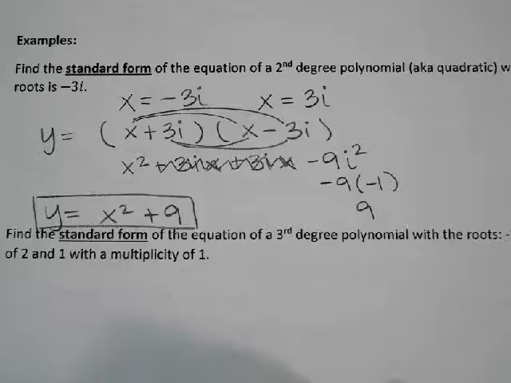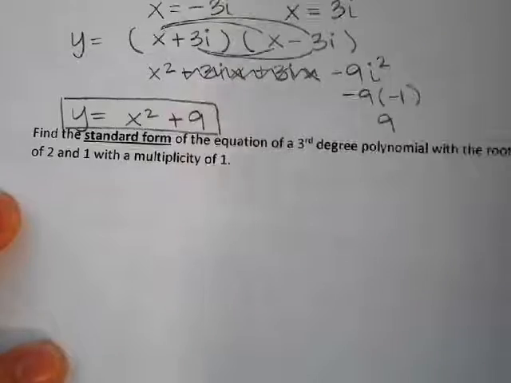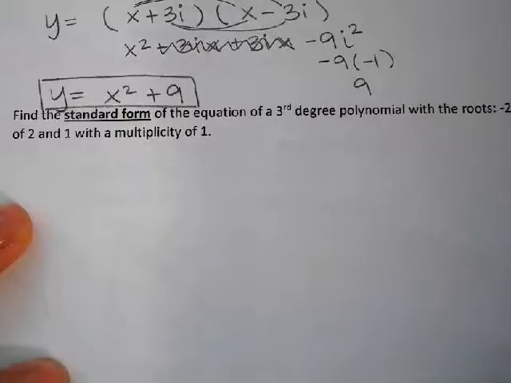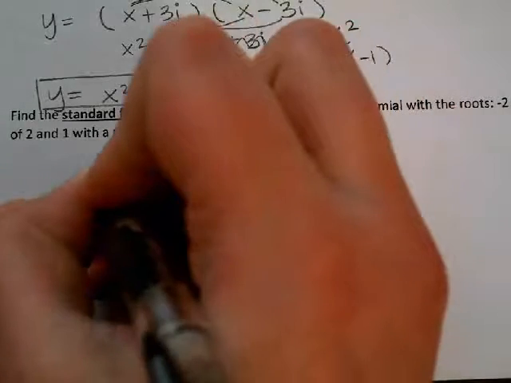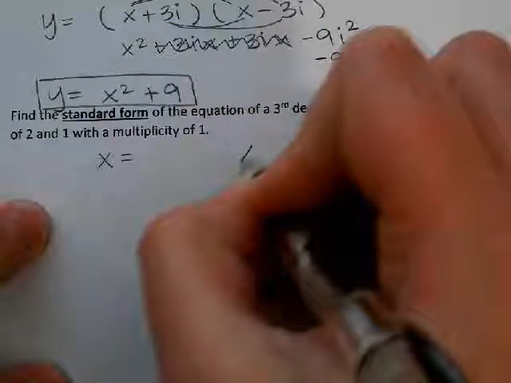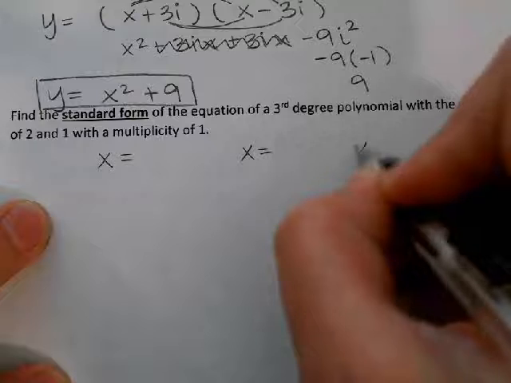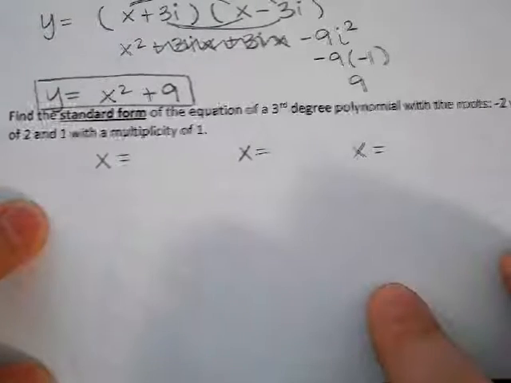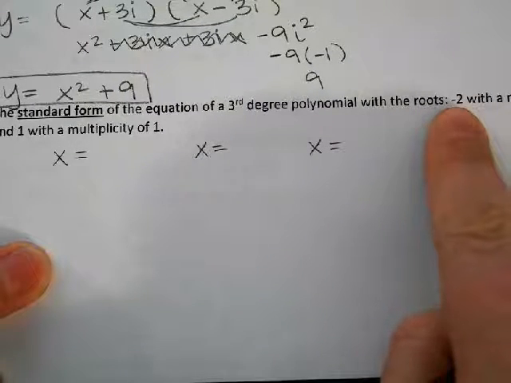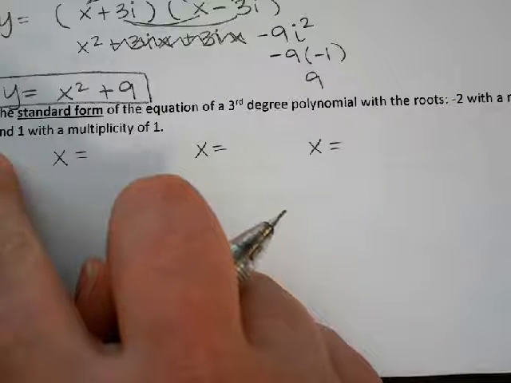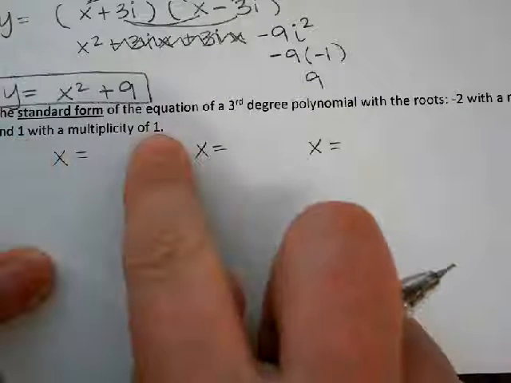Find the standard form of the equation of a third degree polynomial. So how many answers does this one have? 3. So we're going to write x equals, x equals, x equals. And it tells us that the roots are negative 2 with a multiplicity of 2 and 1 with a multiplicity of 1. Are there any radicals or any i's?